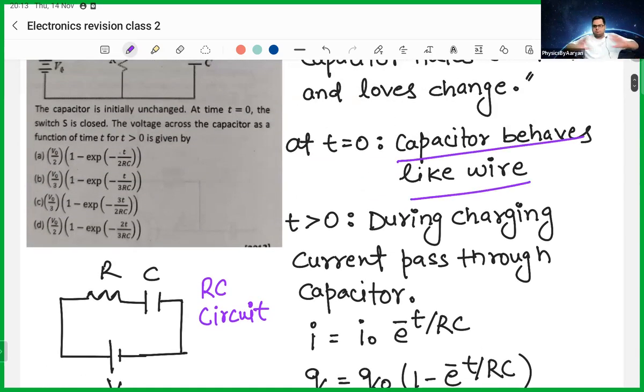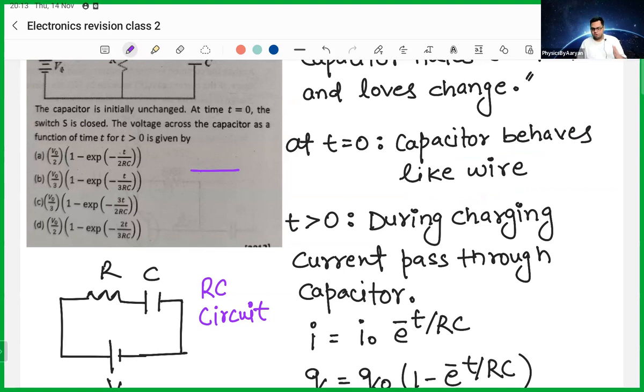Wire means no problem at all. Wire is basically a person who does not stop the current at all. Wire is someone who allows all the current to pass. Okay? So capacitor basically behaves like a wire in the beginning. In the very beginning, at the very first instant, capacitor behaves like a wire. Okay. Now, slowly, the capacitor will start getting charged.